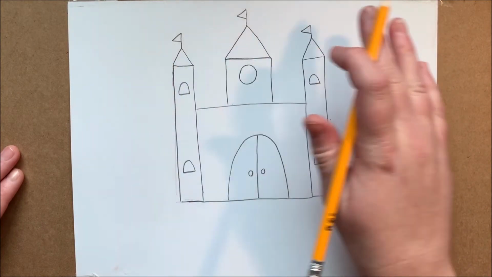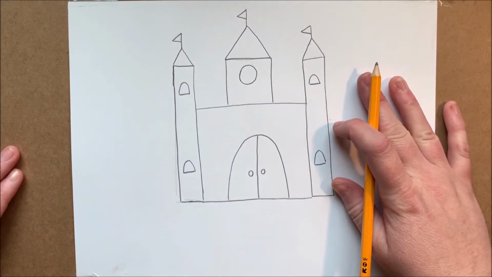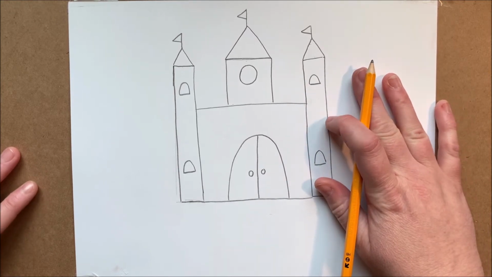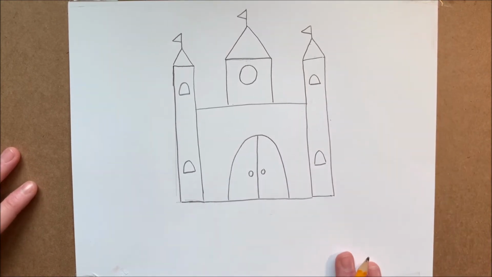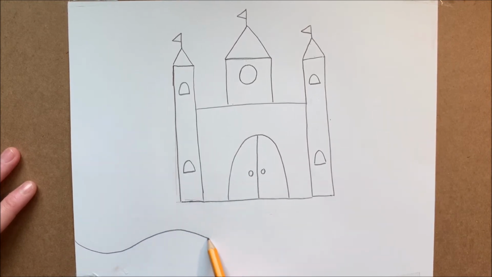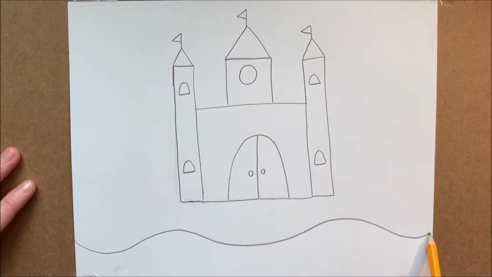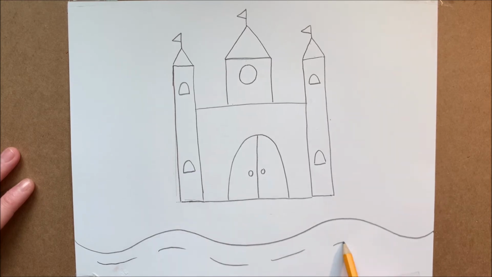Now that I've used all 5 basic shapes to create my castle, we're going to use different types of lines to create a foreground and a background. For my foreground, I'm going to use a long, curvy line to make water. I'm also going to use short, curvy lines to make the waves in the water. This is also a dashed line because it has several small lines in a row.